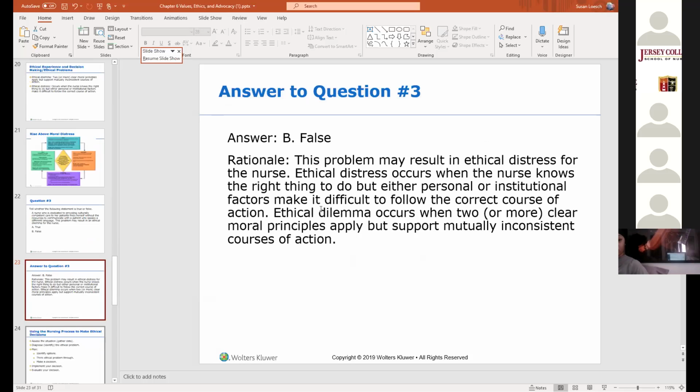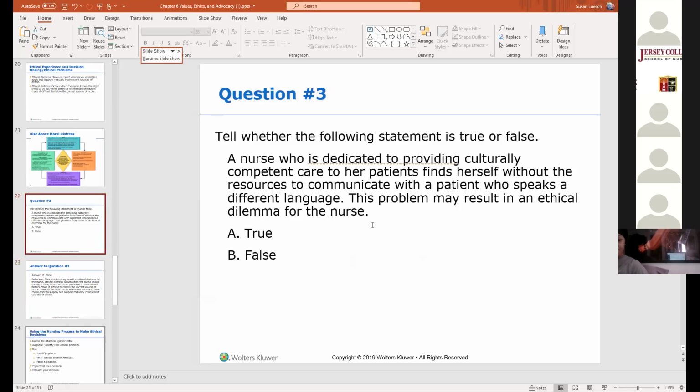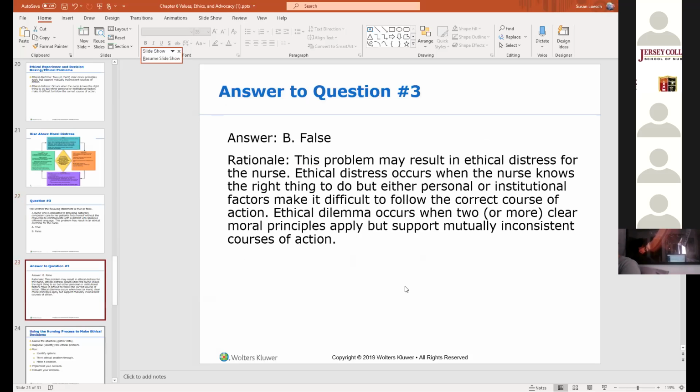Okay, false. This problem may result in ethical distress for the nurse. Ethical distress occurs when the nurse knows the right thing to do, but personal or institutional factors make it difficult. So in this case, oh, my God. Yeah, I didn't read the question the right way. So it asked about ethical dilemma. So remember, dilemma is more about your own personal values, okay? Whereas distress is when you have the company's values, okay?